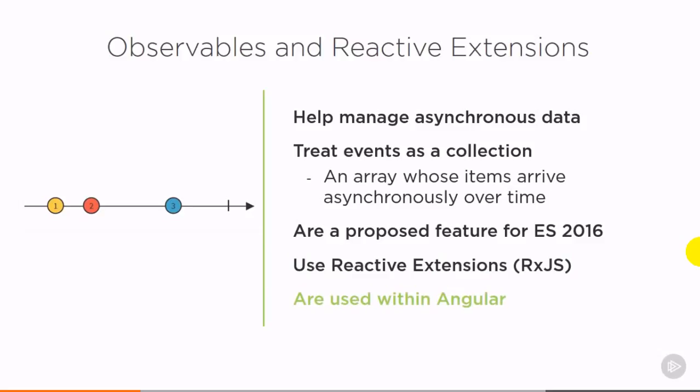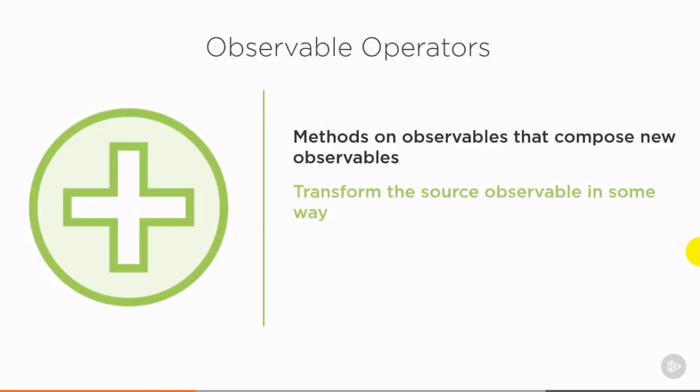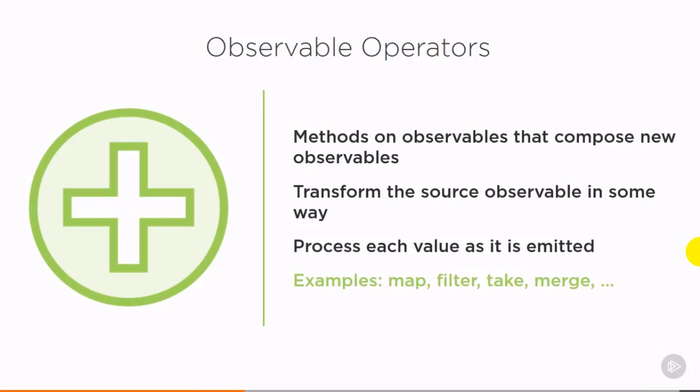Observables are used within Angular itself, including Angular's event system and its HTTP client service, which is why we are covering them here. Observables allow us to manipulate sets of events with operators. Operators are methods on observables that compose new observables. Each operator transforms the source observable in some way. Operators do not wait for all of the values and process them at once. Rather, operators on observables process each value as it is emitted. Some examples of operators include map, filter, take, and merge.